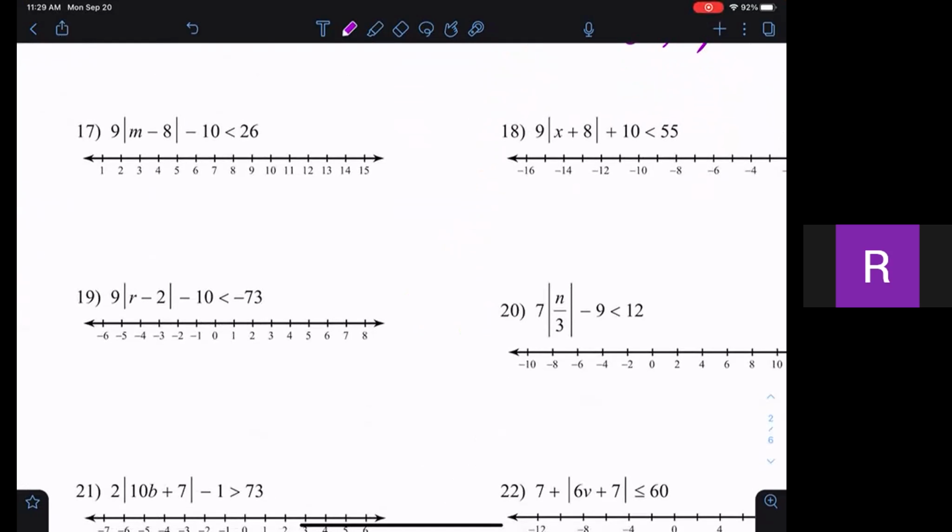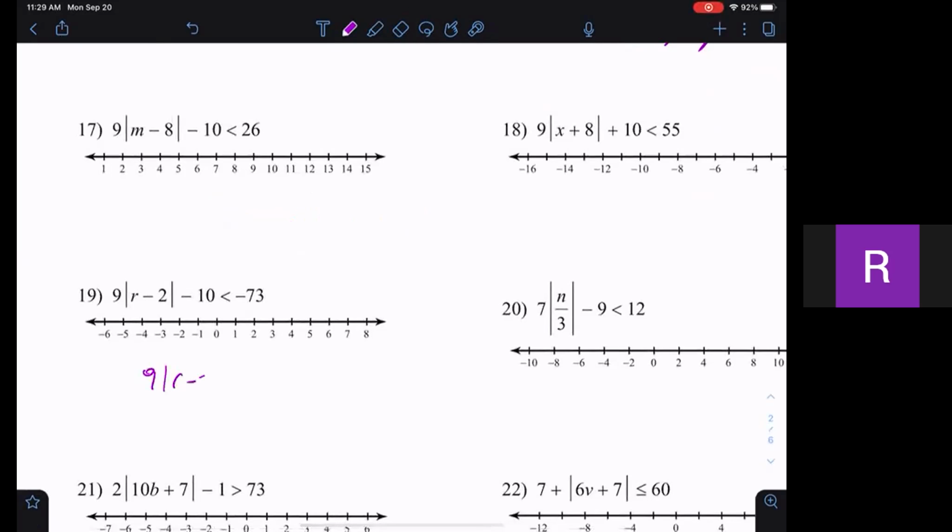So here I need to write it in the form ax plus b less than or greater than c, or vice versa, right? So you have to solve for this one. Here I have 9 times the absolute value of r minus 2. If I add 10 on both sides, I get -63. And if you divide by 9, you get the absolute value of r minus 2 is less than -7.